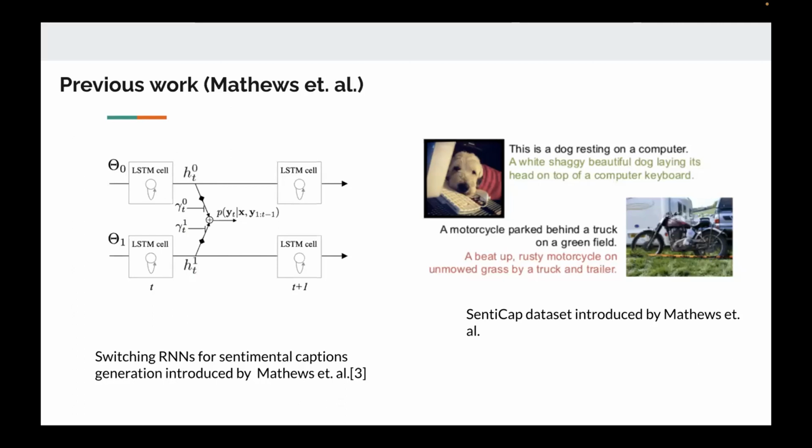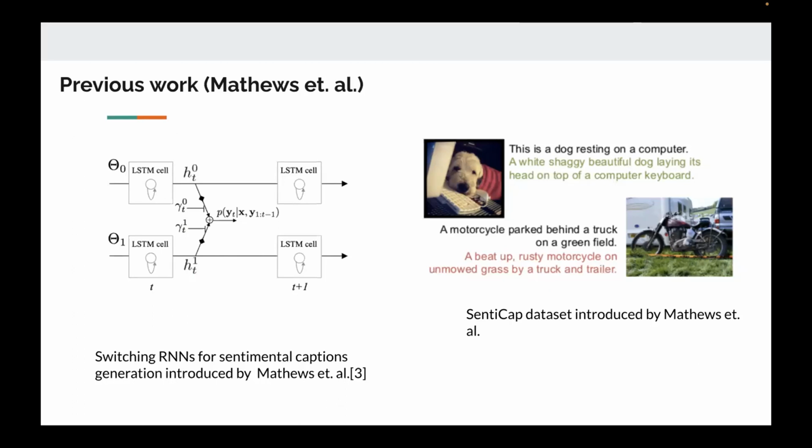The first LSTM network is trained on a big portion of the dataset, for example, the MS COCO dataset. And the other one is trained on a small dataset which they generated, like SentiCap. And they are switching during inference and during training so that the smaller model can have the benefit of a bigger model to predict more structured words in a caption, but the smaller one has the ability to predict captions with some flavor of sentiment.